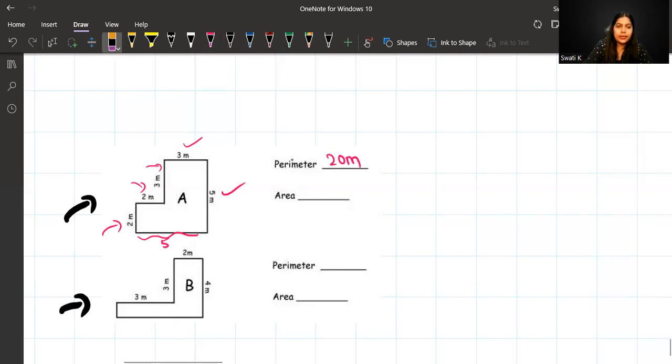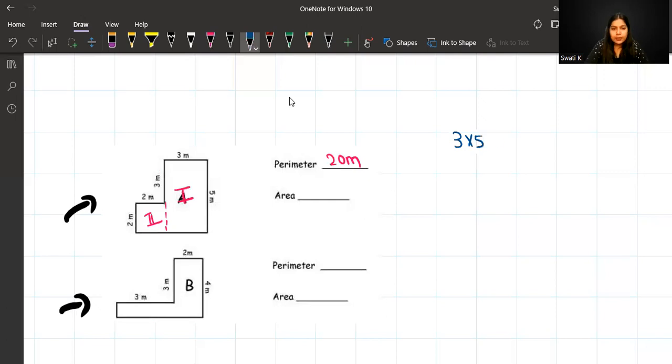This was the perimeter. Let's find out area. So for area, I'm simply going to do this. Okay, so now I have the first part and the second part. So area is going to be the area of the first part. That is, of course, a rectangle. So 3 times 5 plus area of the second part is a square. So 2 times 2. So 3 times 5, 15 plus 4, that is 19 square meter.